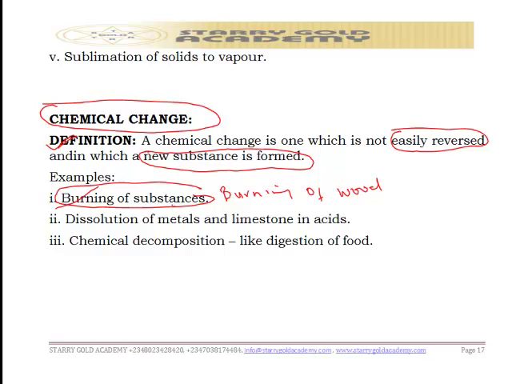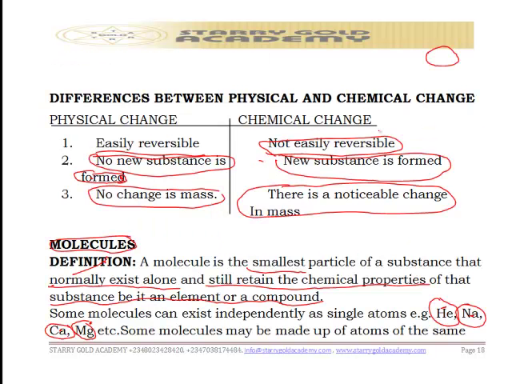In our previous class, we also talked about chemical change. If you look at the screen very well, we have where it is being circled: not easily reversed, and new substances are formed. In chemical changes, new substances are always formed. Now, let's talk about the differences between physical and chemical change. There, we highlighted three differences.